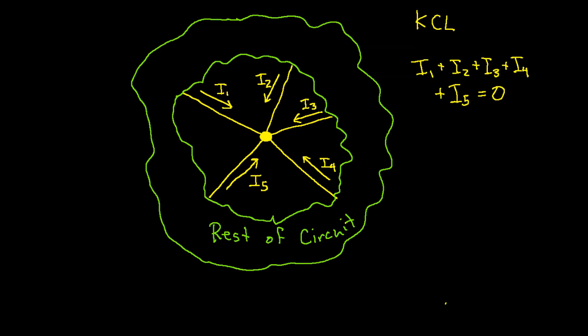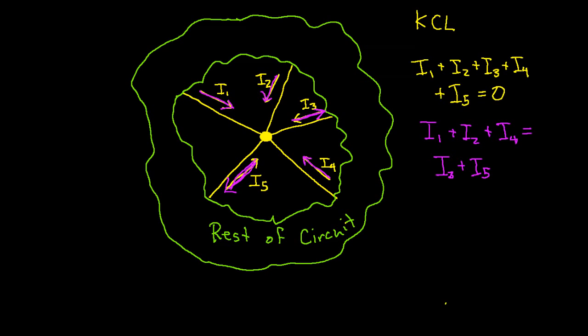Another way of writing KCL would be the following. Suppose I have drawn some of the currents in the opposite direction. So for example, I've drawn I1 and I2 as flowing into the node, but I3 is flowing out, I4 is flowing in, I5 is flowing out. I can write KCL for this situation as I1 plus I2 plus I4 is equal to I3 plus I5.